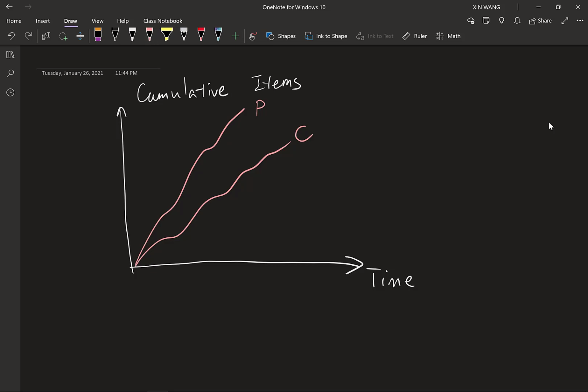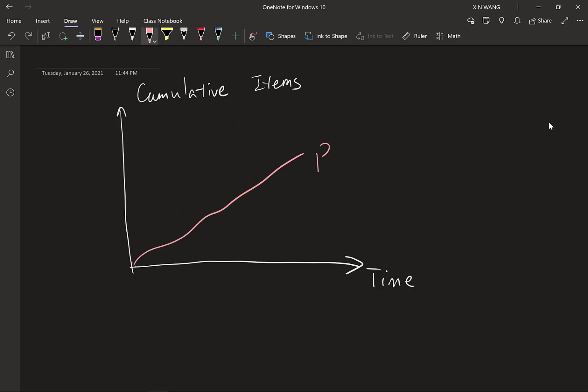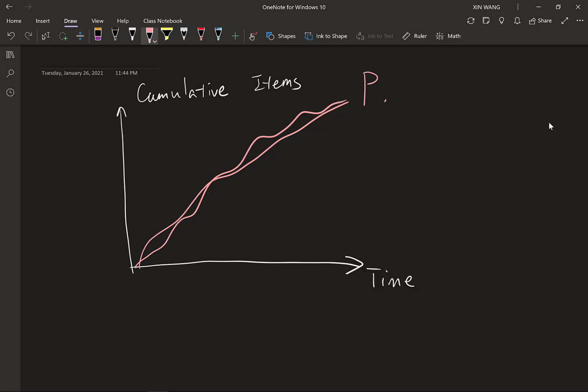Or the other way around, if this is the cumulative production and this is the cumulative consumption, then over a long time, the production cannot satisfy the overall consumption, so there will be no product to consume. In this way, we know that in the long run, the cumulative production line and the cumulative consumption line, although they may be different, over a long time should follow the same pace.